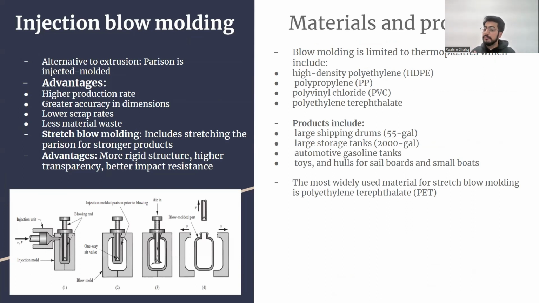Next, we'll be talking about the materials and the products that are used in blow molding. Blow molding is limited to thermoplastics, which include high density polyethylene, polypropylene, polyvinyl chloride, and polyethylene terephthalate. Products that can be made from blow molding include large shipping drums, large storage tanks, automotive gasoline tanks, toys and hulls for sailboats and small boats. The most widely used material for stretch blow molding is polyethylene terephthalate.